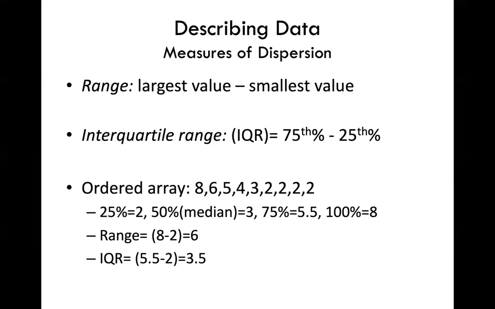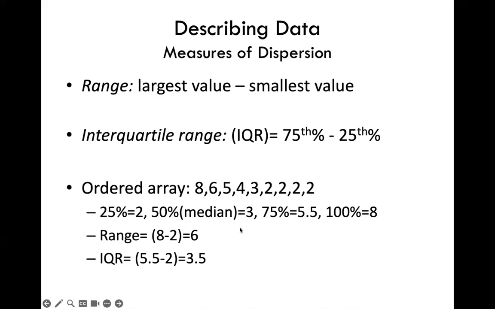But more often, we use something called the interquartile range, which is the difference between the 75th and the 25th percentiles. This is abbreviated as IQR. And you can either report the individual numbers associated with the 75th and 25th, or sometimes people will actually do the subtraction and just report the difference.